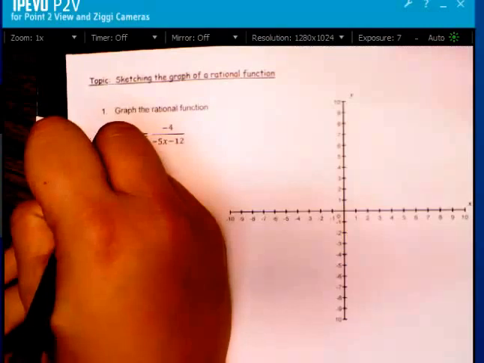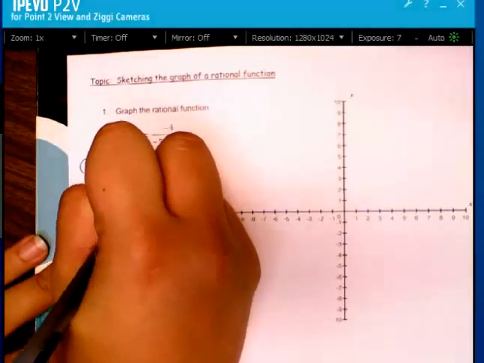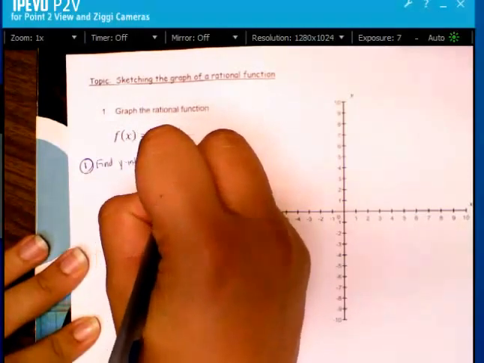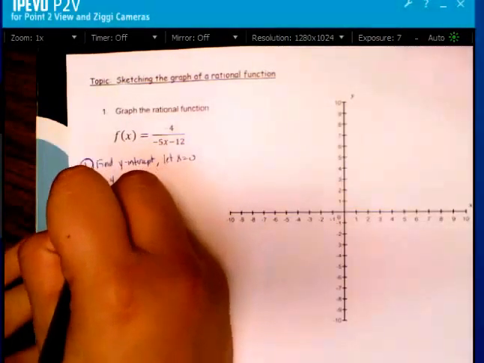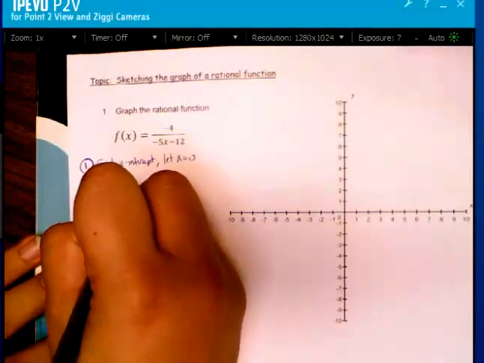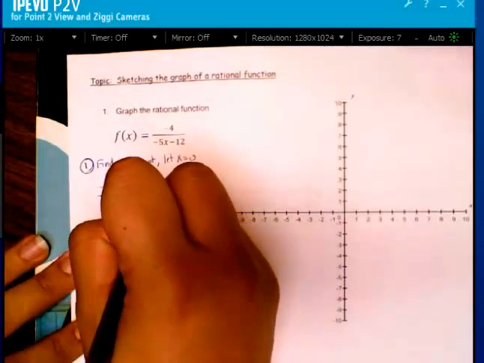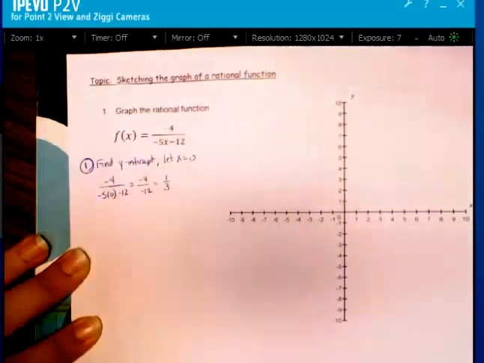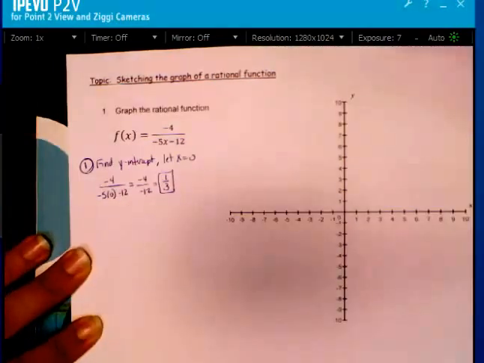Okay, so we want to find the y-intercept. To do that, we're going to let x equal 0. So this becomes -4 over -5 times 0 minus 12, which gives us -4 in the numerator and a -12 in the denominator. That reduces to 1/3. So this right here is our y-intercept.